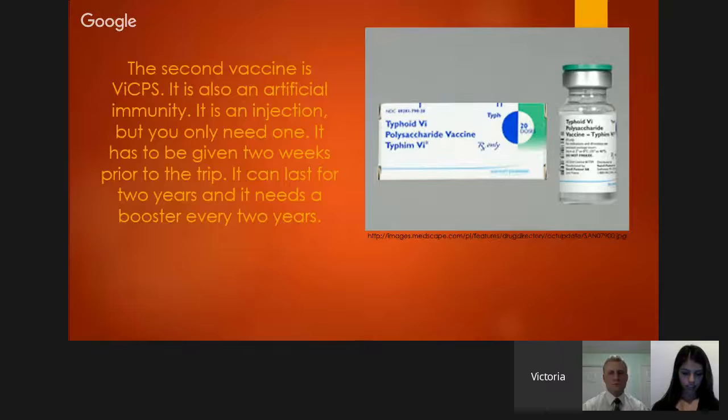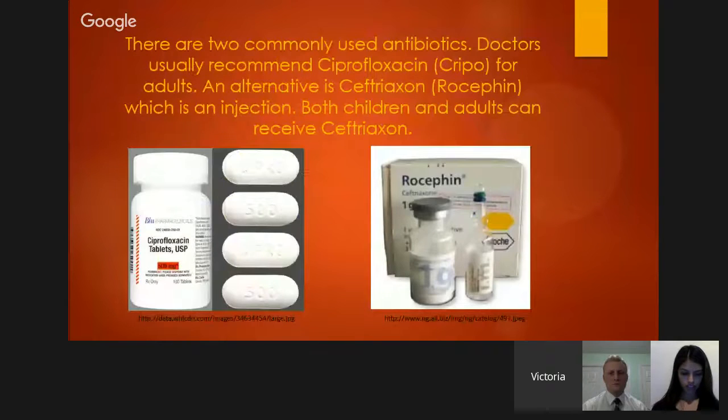There are 2 commonly used antibiotics. Doctors usually recommend ciprofloxacin for adults, or an alternative is ceftriaxone, which is an injection. Both children and adults can receive ciprofloxacin.